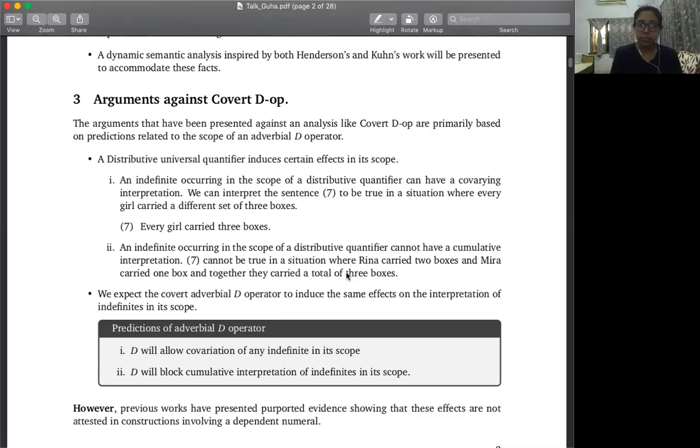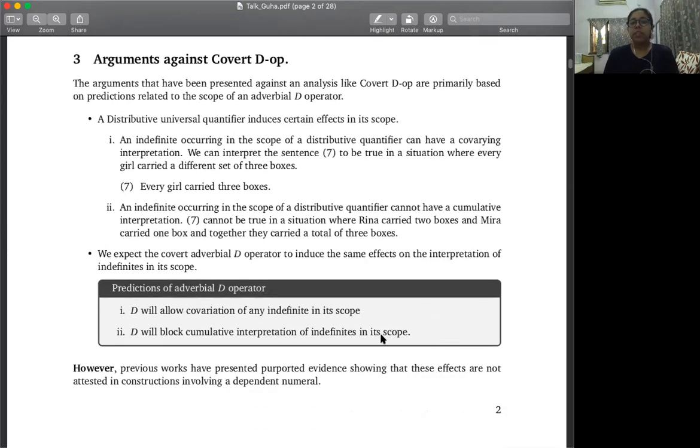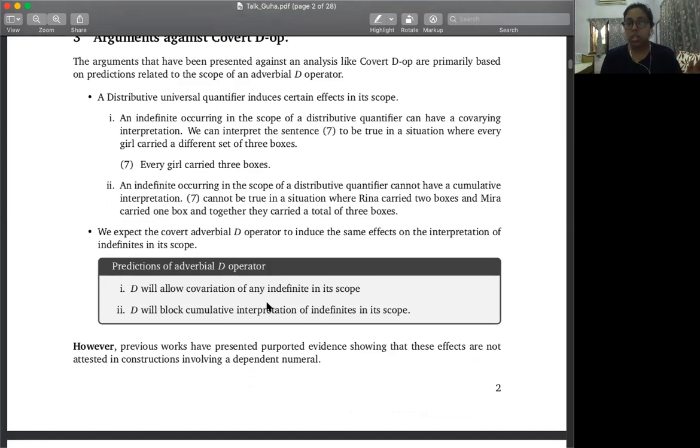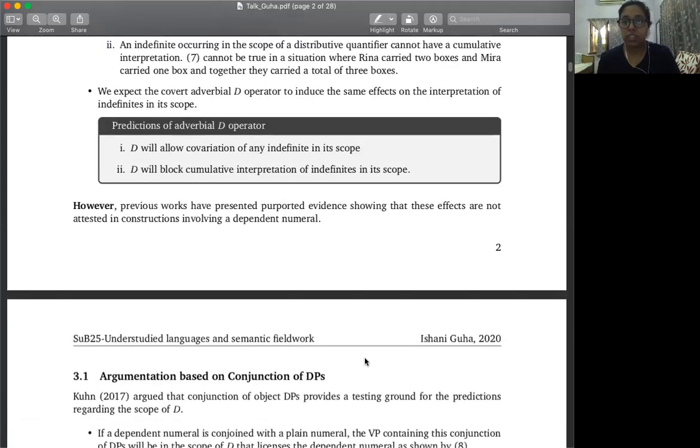So that is the covarying interpretation of the indefinite. On the other hand, an indefinite occurring in the scope of a distributive quantifier cannot have a cumulative interpretation. So 7 cannot be true in a situation where Rina carried 2 boxes and Mira carried 1 box, and together they carried a total of 3 boxes, right? So we expect the covert adverbial D operator to induce the same effects on the interpretation of the indefinites in its scope. D will allow covariation of an indefinite in scope, and D will block cumulativity of indefinites in its scope. However, previous works have presented purported evidence showing that these effects are not attested in constructions involving a dependent numeral.